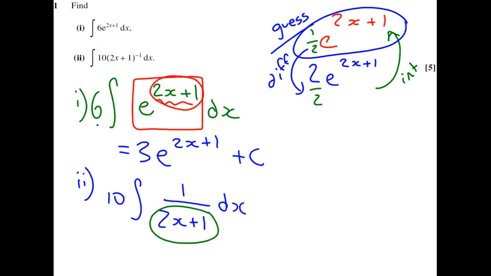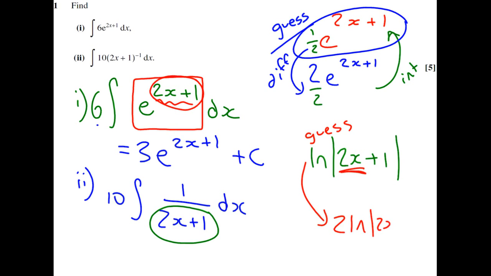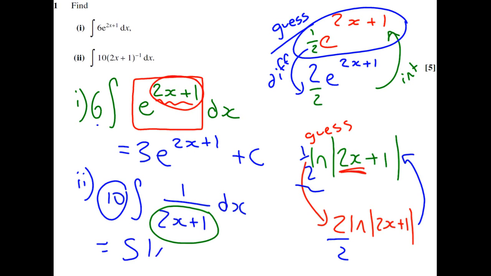Now the integral of 1 over something is ln of it. So we're going to guess, we need a modulus sign, ln 2x plus 1. When we differentiate that, our guess, ln of 2x plus 1, because of the chain rule, we have to multiply by 2, get 2 over 2x plus 1. So that means that if we actually didn't want this 2, we would need an extra half in the front here. So we now know how to integrate 1 over 2x plus 1. And do not forget the 10. The 10 is being divided by 2, so we get 5 ln 2x plus 1 plus c.